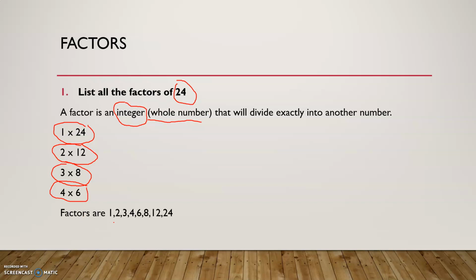So the factors of 24 are 1, 2, 3, 4, and then 6, 8, 12, 24. So this is our answer: 1, 2, 3, 4, 6, 8, 12, 24.